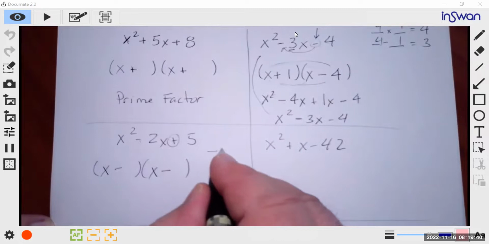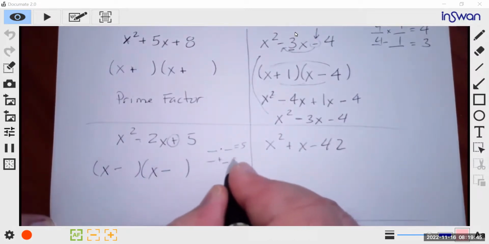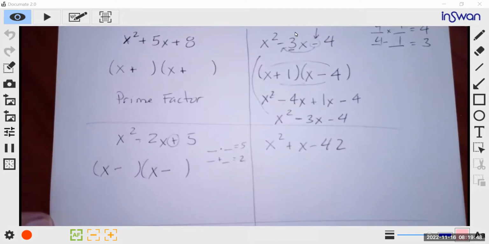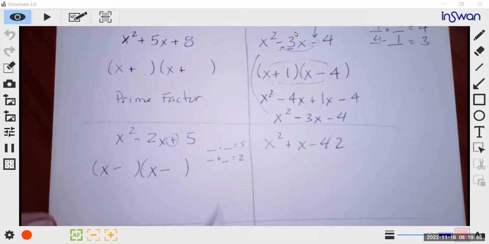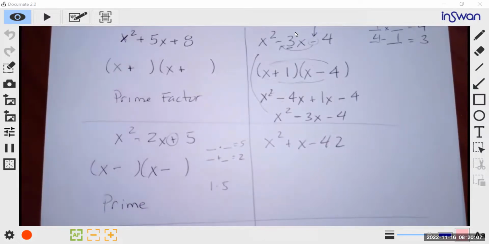What times what is 5? When I add them, I get 2. So what equals 5? 1 times 5 is the only thing, isn't it? Well, 5 times 1 is 5, but 5 plus 1 is not 2. So it's a prime. I know the hardest part is figuring out when to let go and not trying to force it to fit.